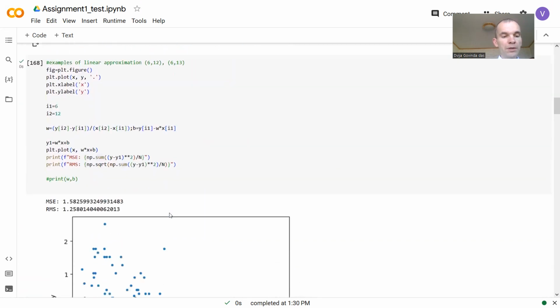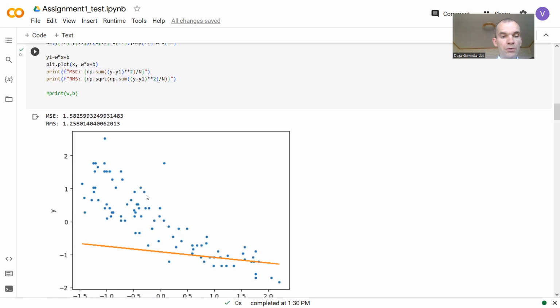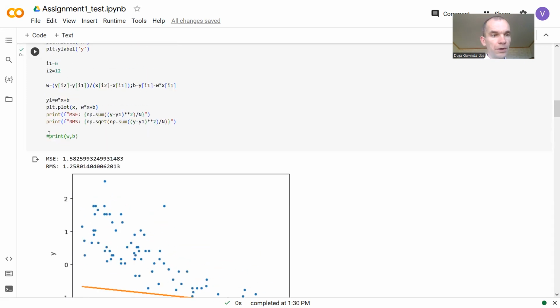So, we may be interested in constructing some line. For each line that we construct, which tries to approximate this data, we will have a corresponding error. Mean square error, which is here denoted as MSE, and RMS usually stands for the square root of MSE. So this is another traditional expression for the value of error.